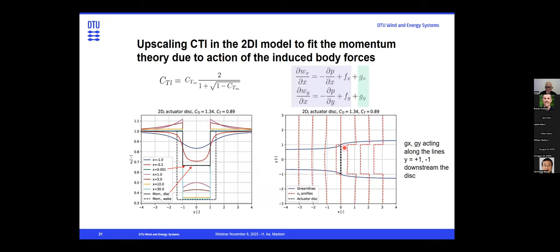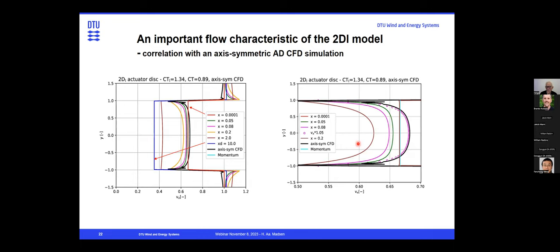And why is it so? These body forces start to act and have the highest intensity just at the edge of the disk, and then they decrease downstream and become zero in the far wake. So it seems that when we take out these velocity profiles, where we have action of the body forces upstream and downstream, they somewhat cancel the effect of each other, so we get a velocity profile that correlates quite well with a full actuator disk simulation.